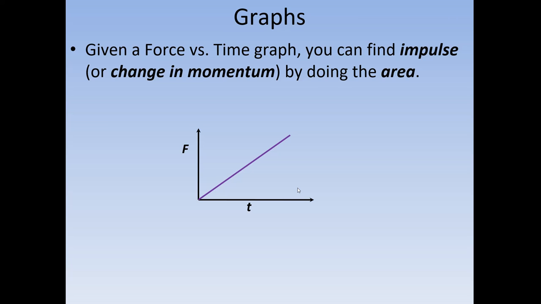All right. So again, notice how I use the equation to figure out whether I'm going to do slope or area. The equation has force multiplied by time. Area deals with multiplication. Therefore, area gets impulse.